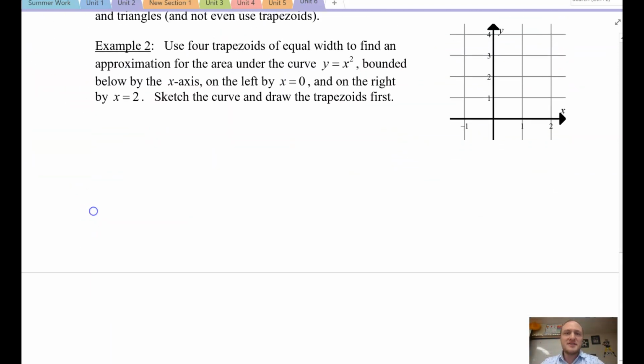For example 2, it says use 4 trapezoids of equal width to find an approximation for the area under the curve of y equals x squared.